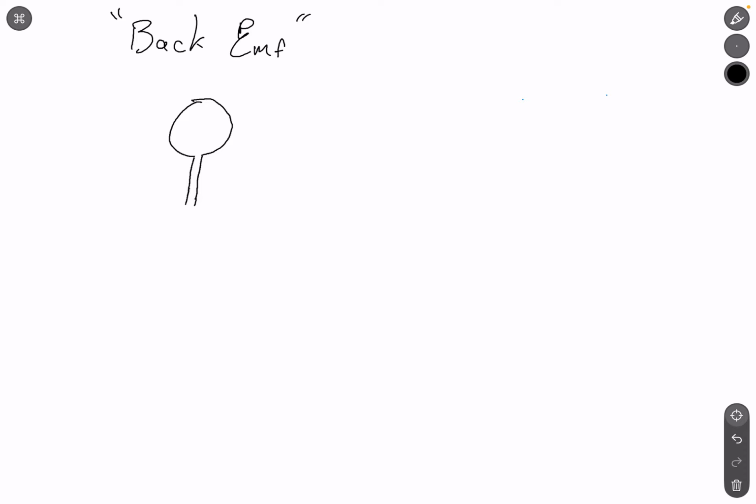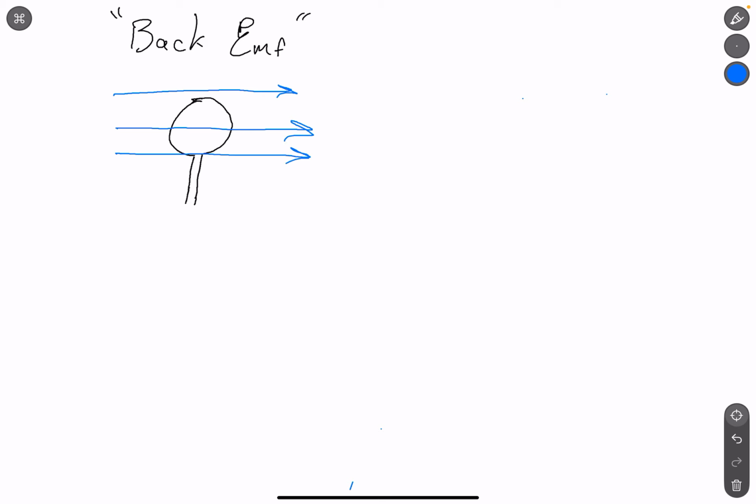What is a generator doing? A generator is sitting in a B field. So we've got some B field, typically provided by a magnet. And then this thing is spinning around in the B field, because it's a generator. We're generating current in this thing. So how do we generate current? We actually take this and hook it up to an axis.